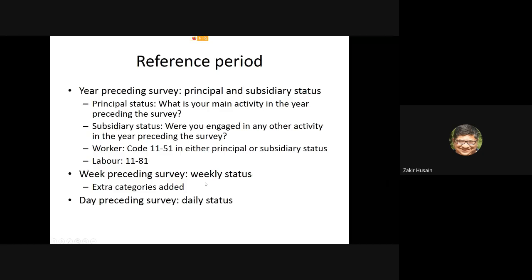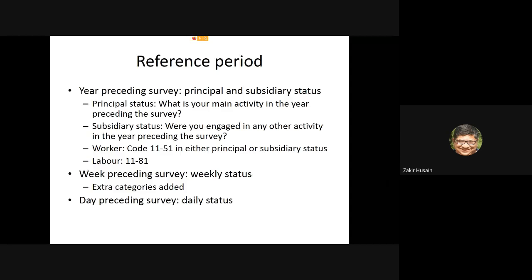Then they ask that in the week preceding the survey, what was your status? That is called current weekly or just weekly status. And they have some additional categories, like whether you've fallen ill, you didn't work, and so on. But it basically follows the earlier format. And then they have a daily status. What was your main activity in the day preceding the survey? So, what were you doing yesterday?